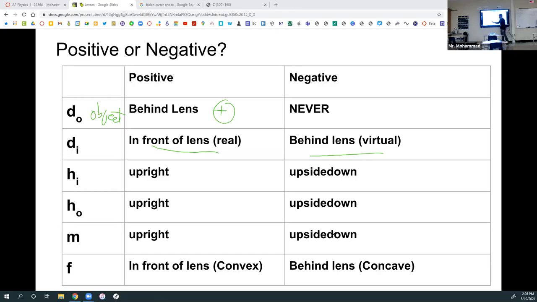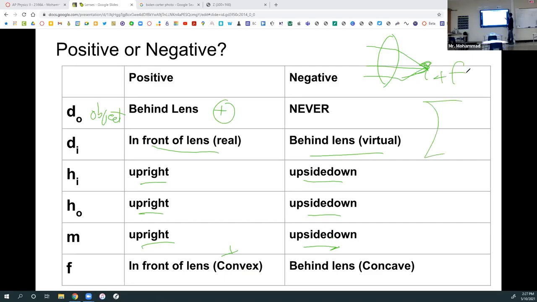Now, these other ones are a little more clear, like upright is positive, upside down is negative. And then the other thing to remember, a convex lens, because it brings light together, we use that positive focal point. So again, a convex lens brings light together. So we say it has a positive focal point.